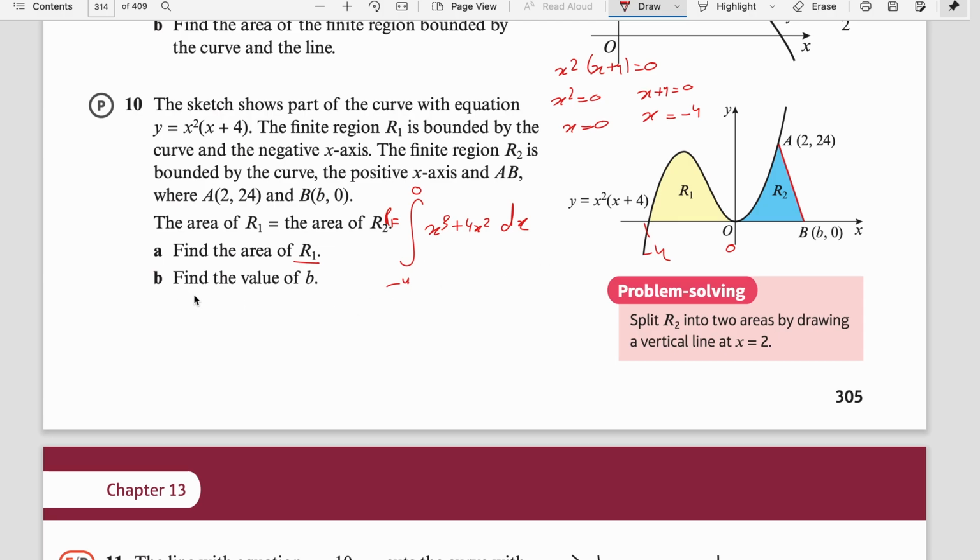Then it says find B. And what is given to find B? R1 is bounded by the curve and the negative x-axis. The finite region R2, in blue, is bounded by the curve, the positive x-axis, and AB. AB is a straight line where A is 2, 24 and B is xB, 0.